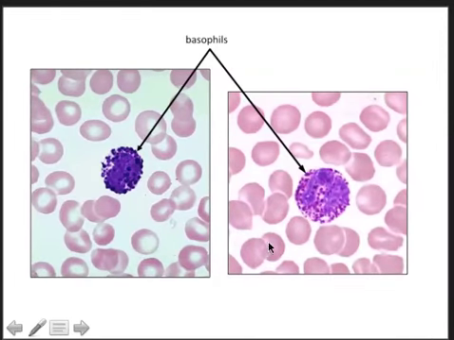Again, erythrocytes through here. There's the basophil, all right? You can see a platelet there, okay? I think you can see, if we look very carefully, I don't see any platelets in this particular photograph.